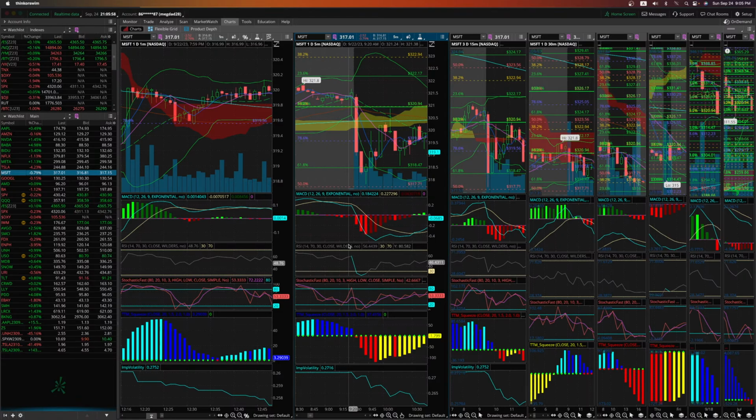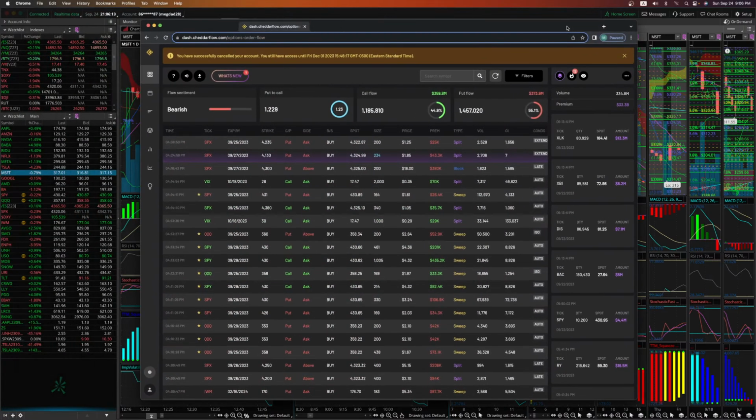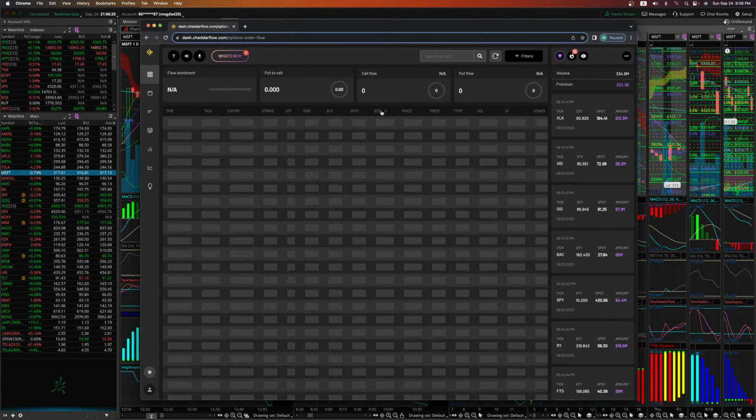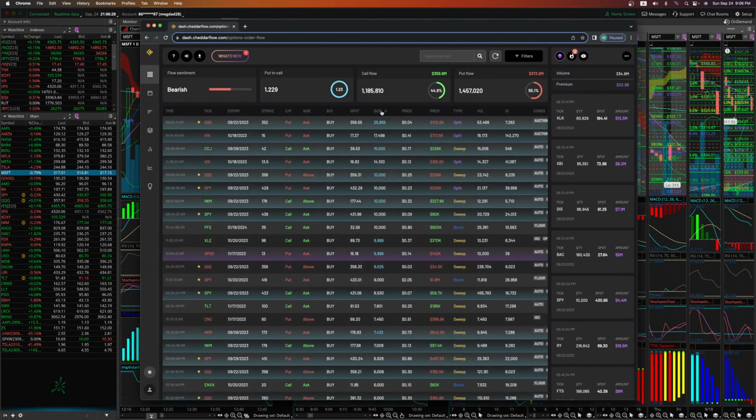I went over this one. Another thing that's interesting is Cheddar Flow. I use Cheddar Flow. Let me just log in here. So Cheddar Flow is really interesting. It shows the big players. You can see here, for example, if you sort by size. I'm pretty sure Thinkorswim has some method to figure this out too, but it's not as easy as this one. So I use Cheddar Flow right now, but I think for next year I'm going to use Unusual Whales. They look better.